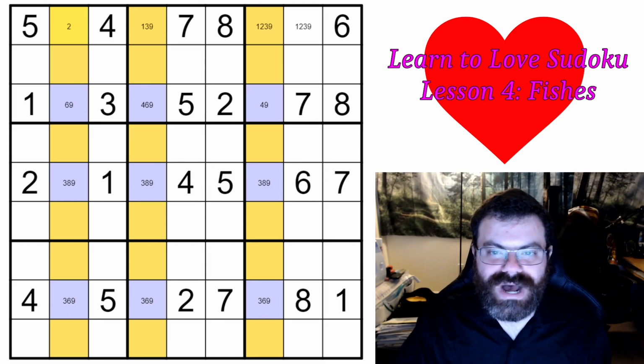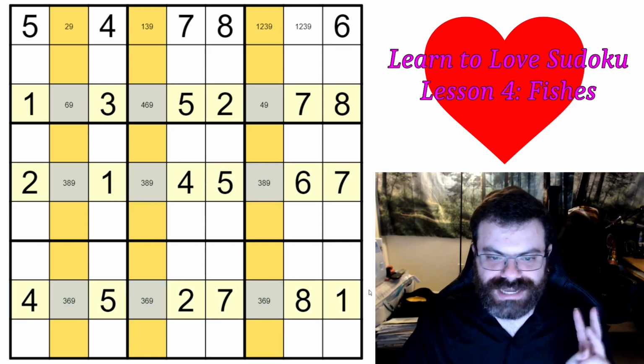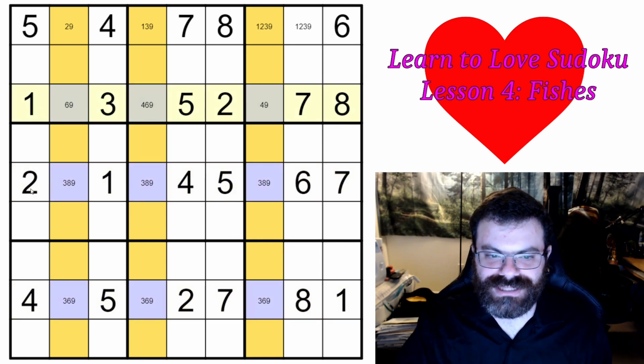So let me go over why that is. The idea is very similar to the X-wing. If you think about it, how many 9s can appear in one row? Well, the answer is obviously 1. And how many 9s can appear in 2 rows? Well, 2. And how many 9s must appear in 3 rows? Exactly 3. So in these 3 rows that I have highlighted here, we have to have exactly 3 9s.